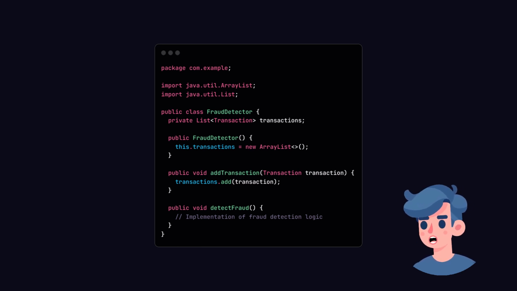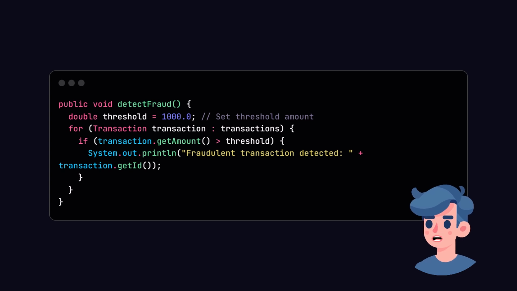Next, we will create a fraud detector class that will process transactions and apply rules to determine whether they should be flagged as fraudulent. In our fraud detector class, we maintain a list of transactions and have a method detect fraud which will eventually hold our detection logic. Now, let's dive into the fraud detection criteria. We will implement a simple rule that flags transactions above a certain threshold amount as potentially fraudulent.